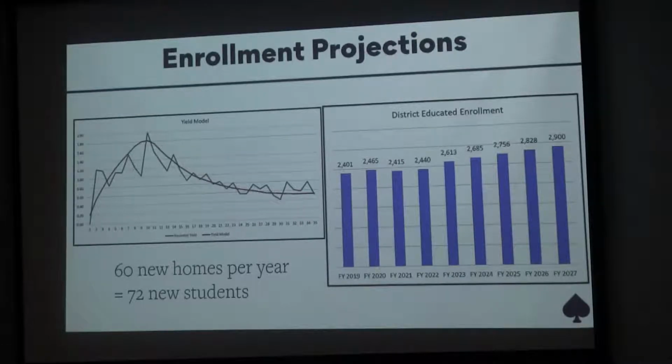So we have taken our enrollment for the current year, so again, fiscal year 2023, we're at 2613 and added 72 students in each of the next 4 years. And again, prior to that, you can see, because I kept some of the history on here, we had some small growth from year to year, but really it was pretty flat. So this would be a significant change in the enrollment trend.